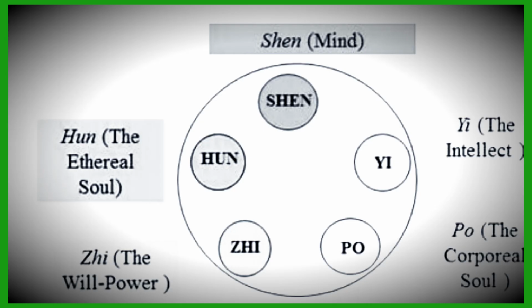So here's the Po. The Po is also called the corporeal soul. The corporeal soul, or the Po, resides in the lungs and is the physical counterpart of the Hun. The Chinese character is composed of two parts. One is the radical Gui, which means spirit or ghost, which is the same radical that we saw in the Hun. The other is the radical for Bai, which means white.